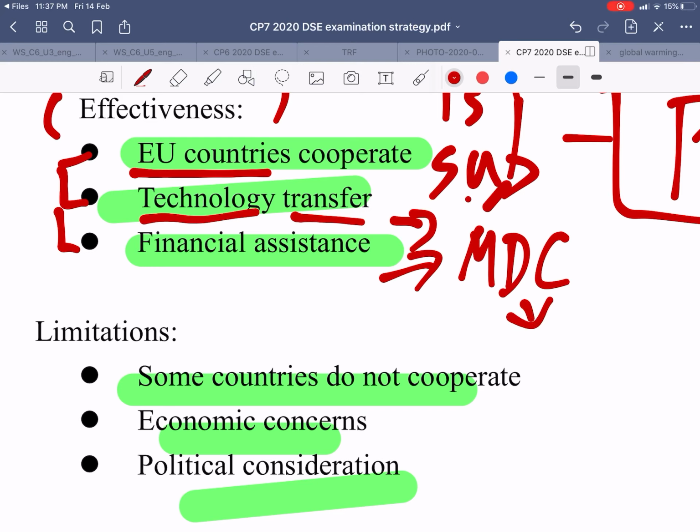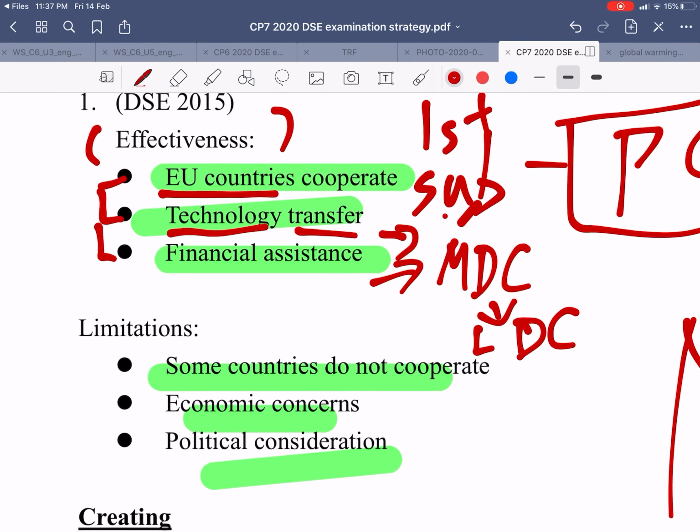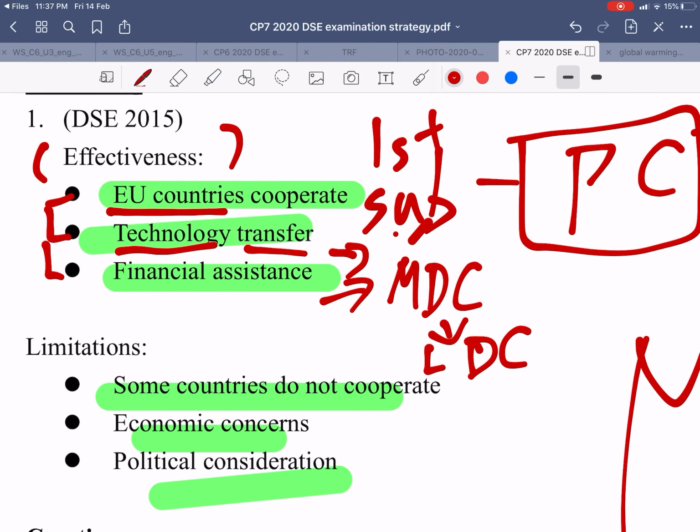Okay, which is about MDC passing through to LDC, but actually, you know what's happened? It's just one way. Okay, Germany will be easily able to pass it to the LDC countries. No way. Okay, and then limitation. What is the limitation? Some countries do not cooperate. Definitely, I won't say China, and the most popular country that's not going to obey the protocol, which is our Donald Trump, USA. Okay, they are not cooperating. Okay, they are not going to admit the Paris Agreement.